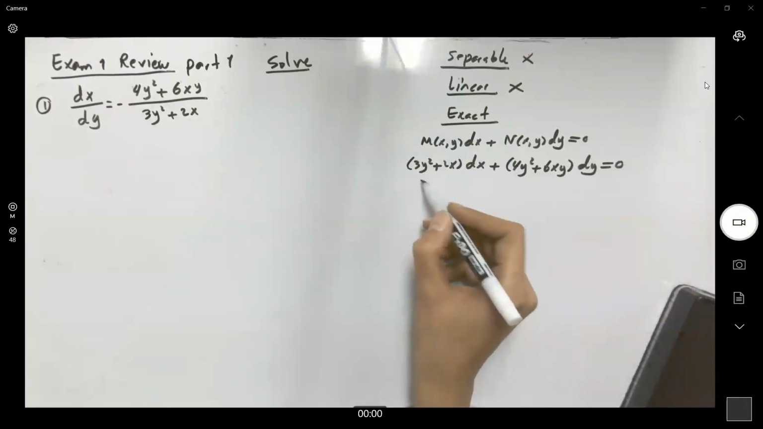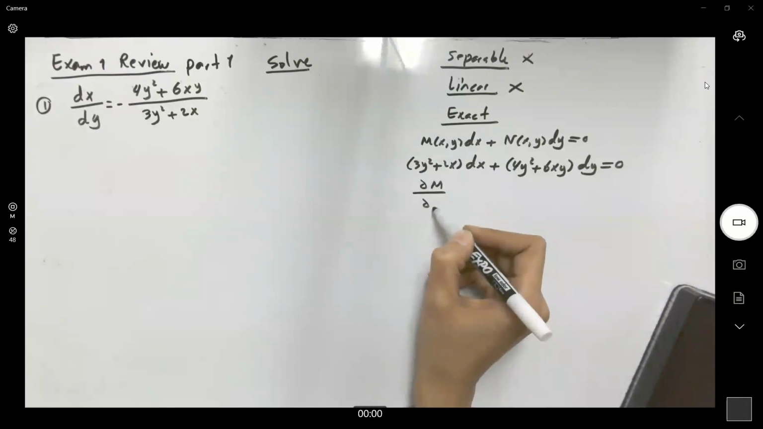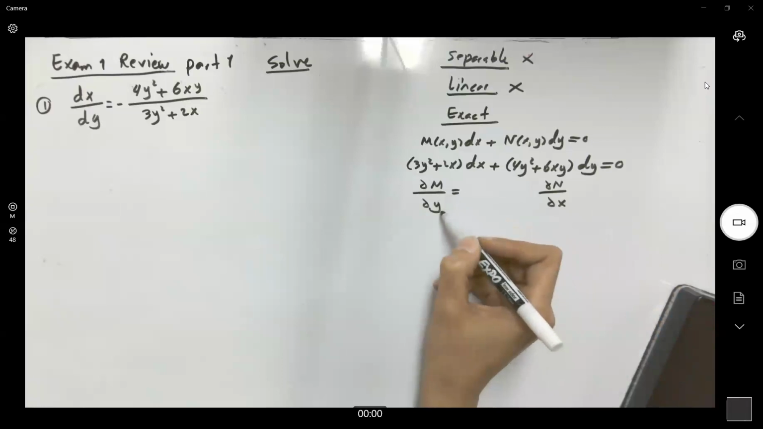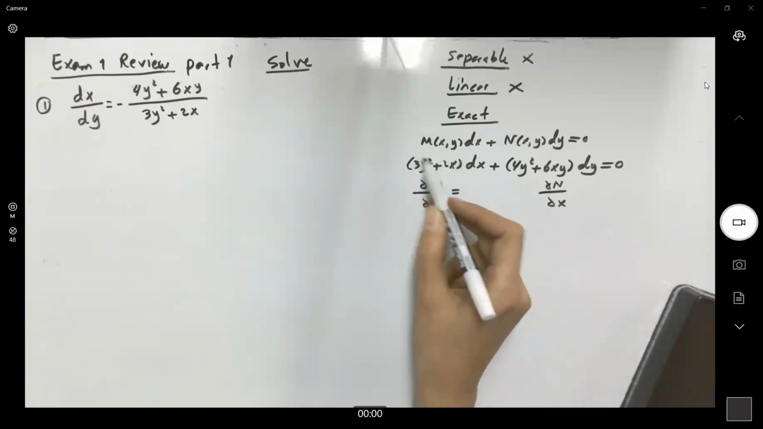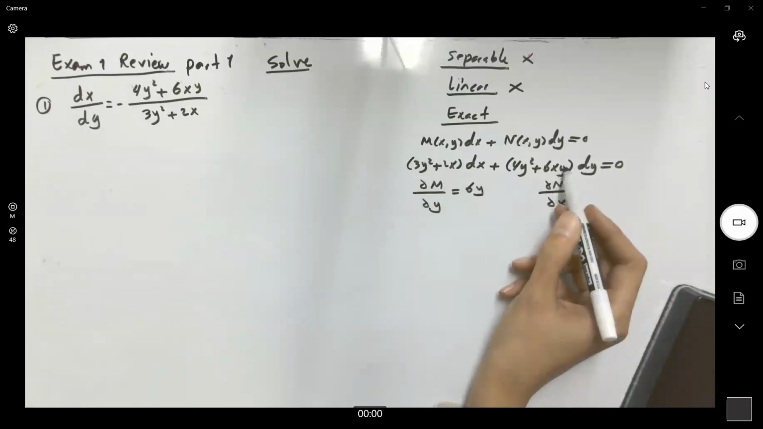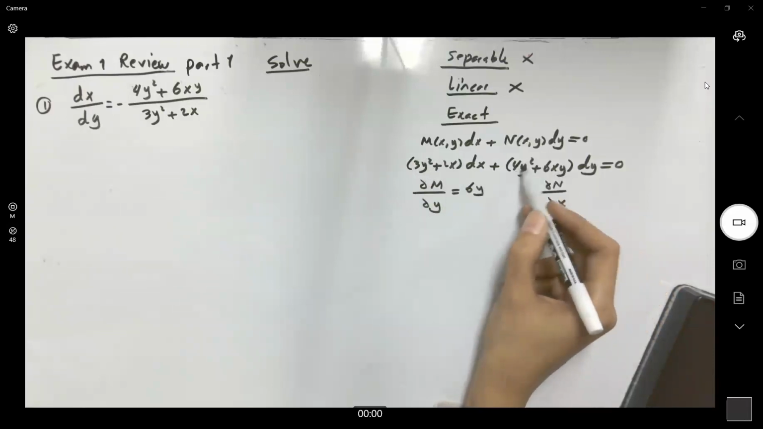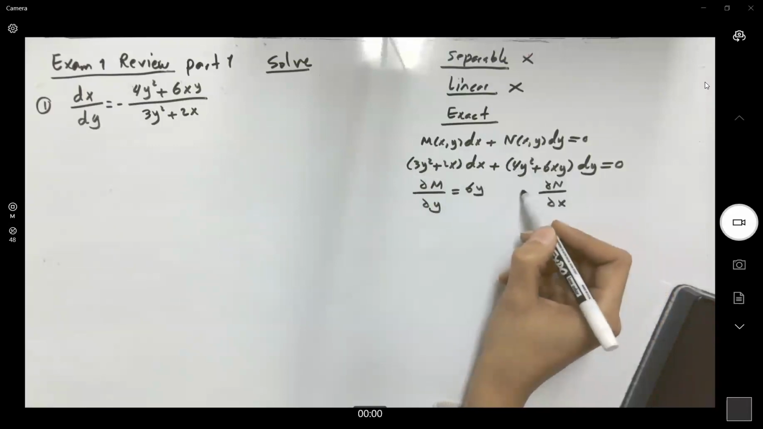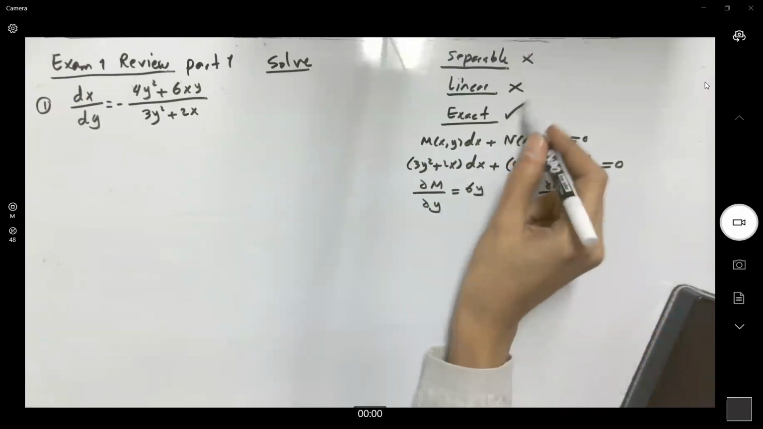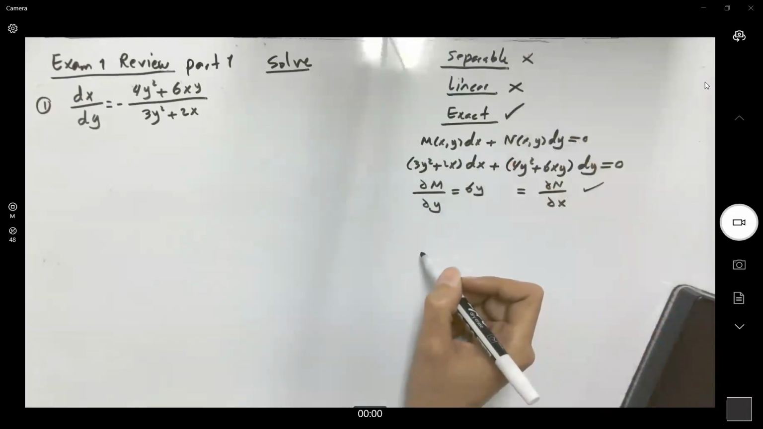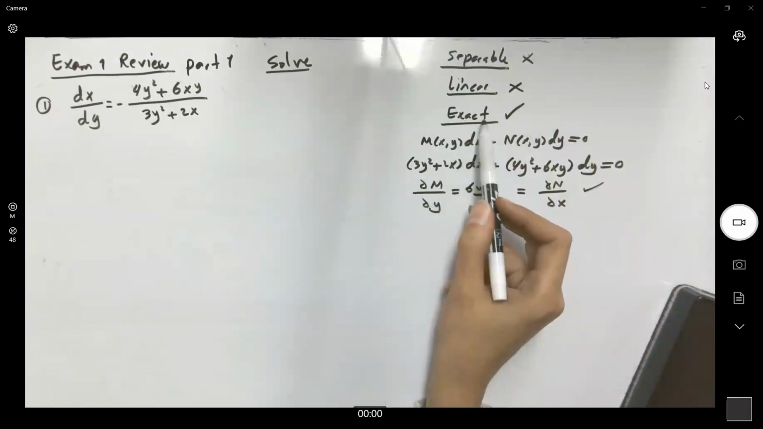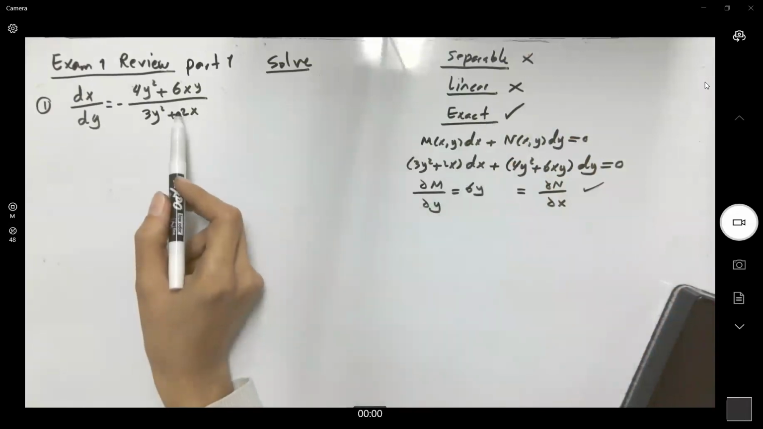Now you need to check to see if the partial derivative of M with respect to y is equal to the partial derivative of N with respect to x. Partial derivative of M with respect to y gives you 6y, and this is just 0. Partial derivative of N with respect to x, this guy is 0, and this is just 6 times y. So they are equal to each other. We have an exact differential equation. It means that we can apply the method of using an exact differential equation to solve this ODE.